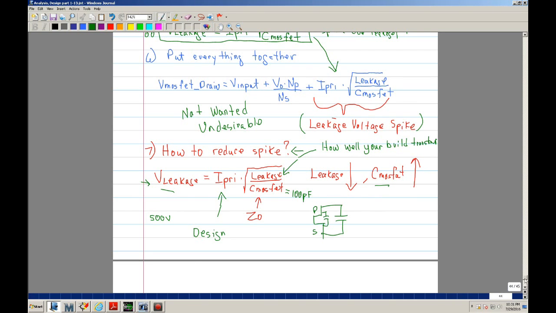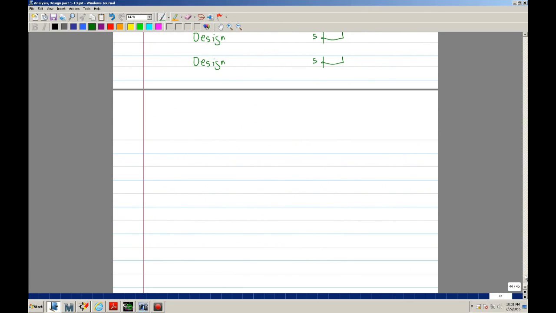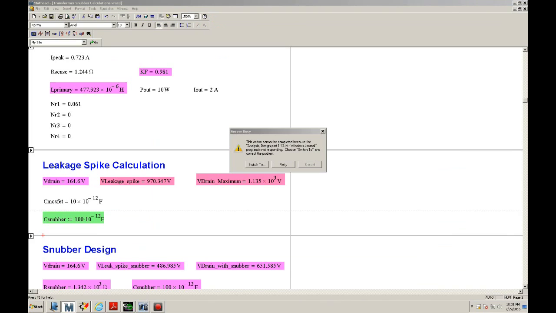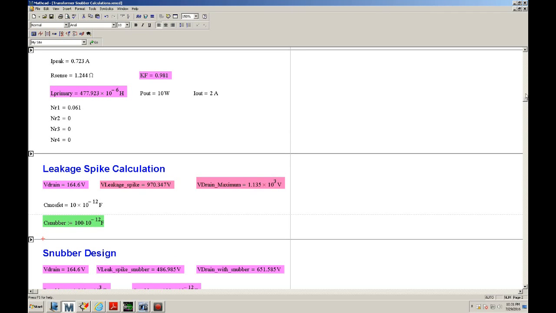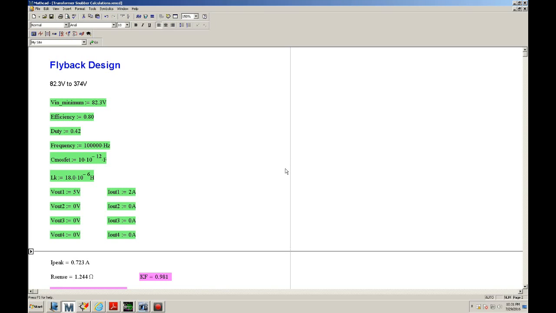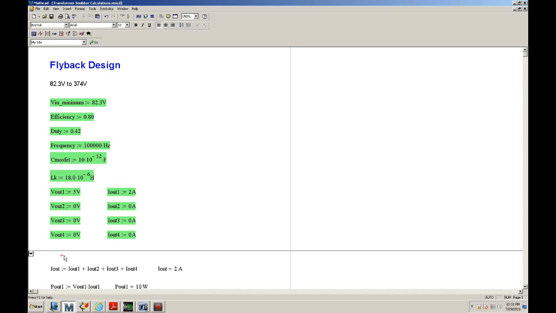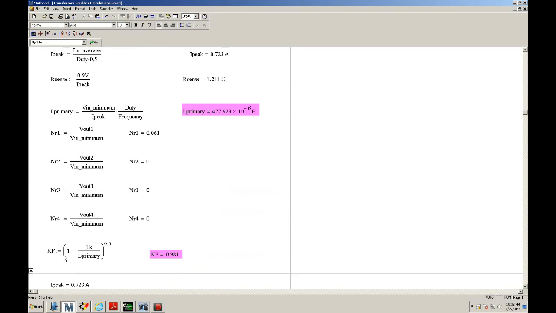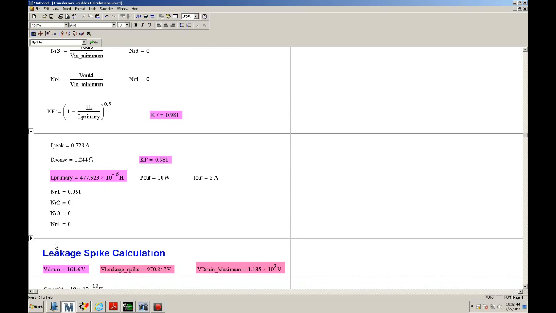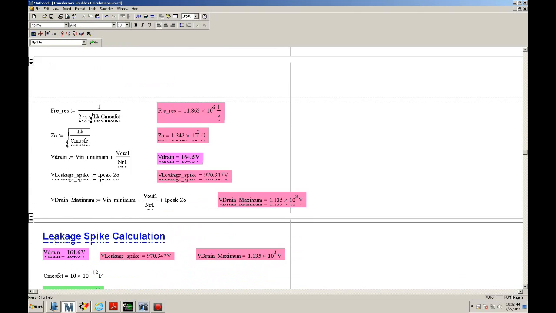Okay, so now here's the equation. And I went ahead and did this Mathcad script. By the way, if you would like a copy of this Mathcad script, email me and I will send you this along with the SPICE. And let me go ahead and open this up so you can see what I did. It's actually a design tool. Let me go ahead and just show a little bit.